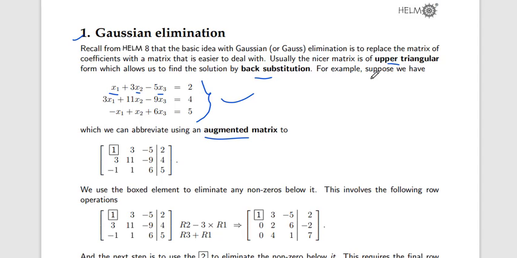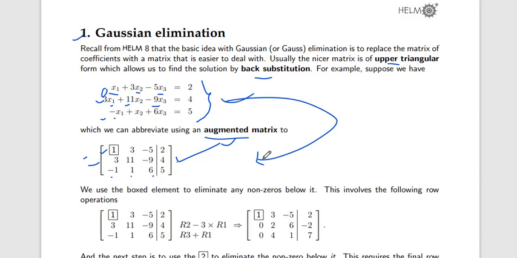So what we will do is first transform these linear equations into an augmented matrix, like in the last lecture. In this augmented matrix, the first row has the coefficients of x1, x2 and x3 from the first equation, the second row has the coefficients from the second equation, 3, 11, -9, and the third equation has the coefficients -1, 1 and 6, or 2, 4, 5. So this is the augmented matrix of these linear equations.